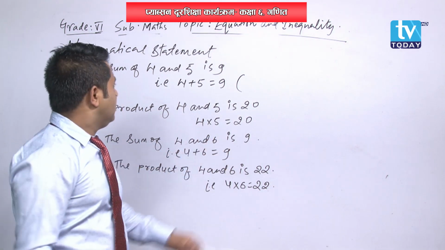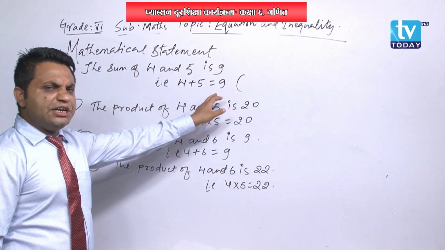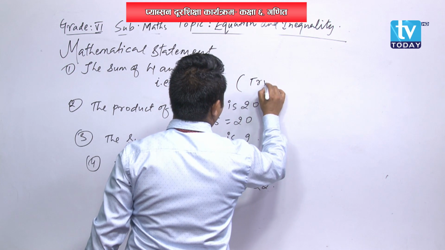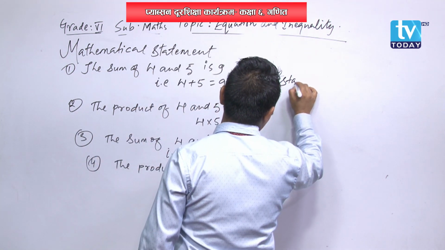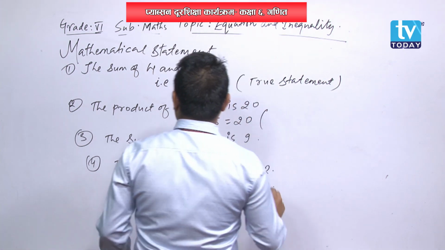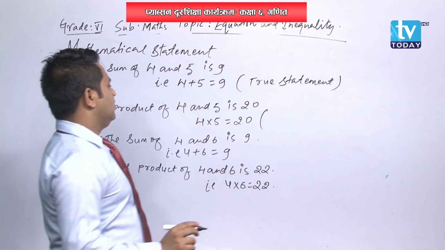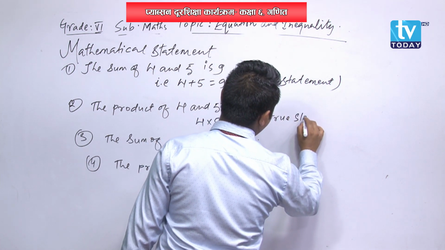Please check here. The sum of 4 and 5 is 9. 4 plus 5 is 9. Obviously it is true. That means this is a true statement. The product of 4 and 5 is 20. That means 4 into 5 is 20. So this is also a true statement.